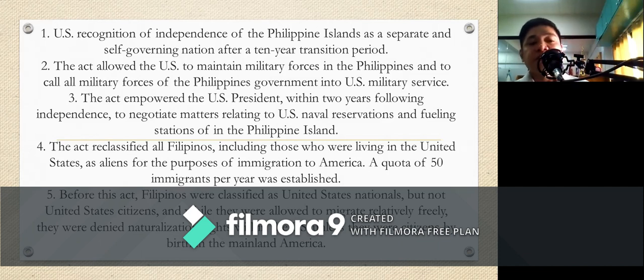So the act reclassified all Filipinos, including those who were living in the United States, as aliens for the purposes of immigration to America. A quota of 50 immigrants per year was established. Before this act, Filipinos were classified as United States nationals but not United States citizens. While they were allowed to migrate relatively freely, they were denied naturalization rights within the U.S. unless they were citizens by birth in mainland America.